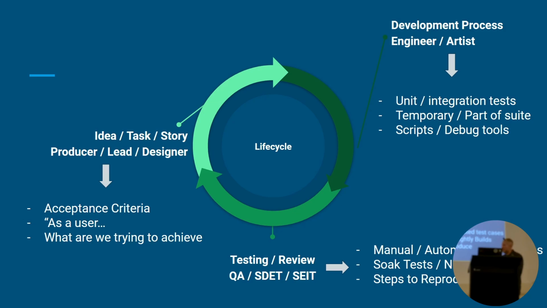We can then use that acceptance criteria in both the development phase and the testing phase to verify that we're happy with the work that's being engineered or designed or developed or tested or whatever. In the developer phase, we can write unit tests to verify that the data transformations are correct. If we pass in X, do we actually get Y out? These can be temporary or part of a big test suite in order to guard against regressions. We can also write scripts and debugging tools to help facilitate this.